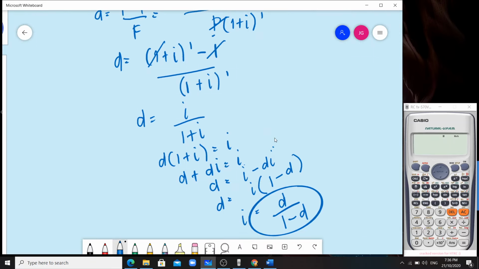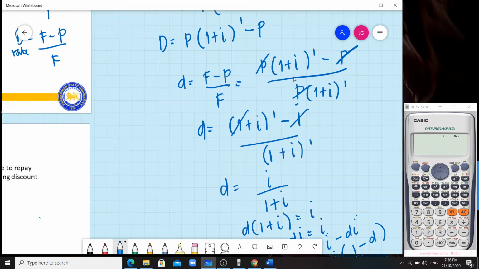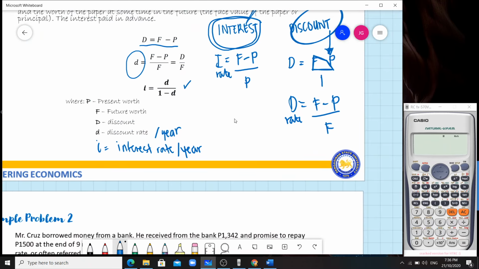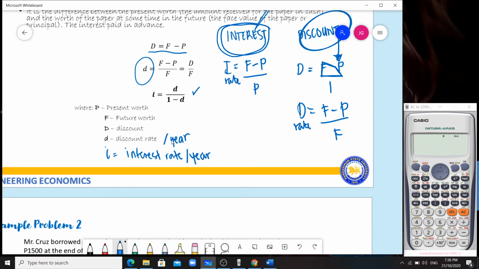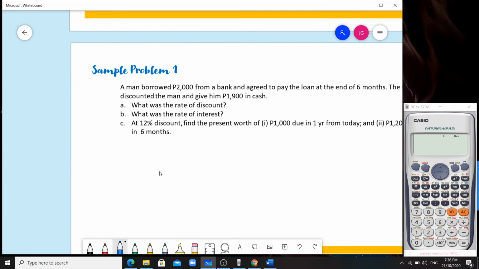So, anong point ni ma'am dito? Ito ay kinuha sa per year or annual compound or compounded annually. So, dapat consistent to na ang discount rate mo ay per year at ang interest rate mo dito ay per year kung gagamitin mo to. Okay? So, let's apply it in sample number 1.